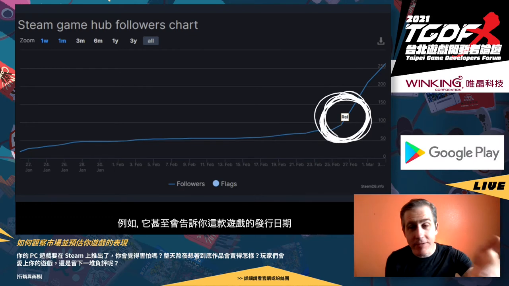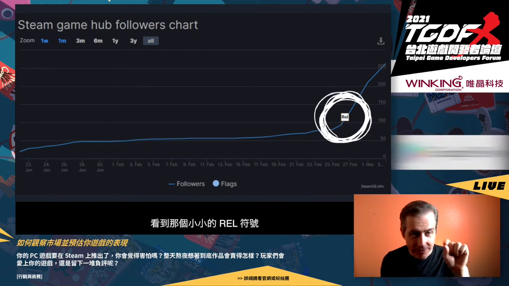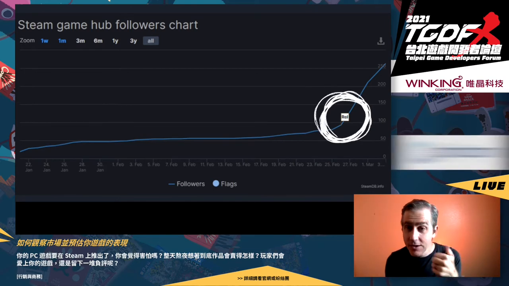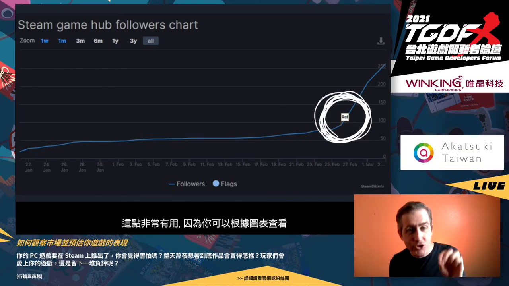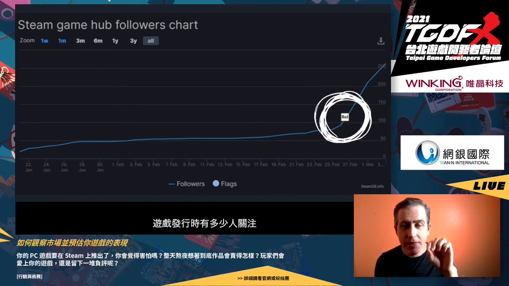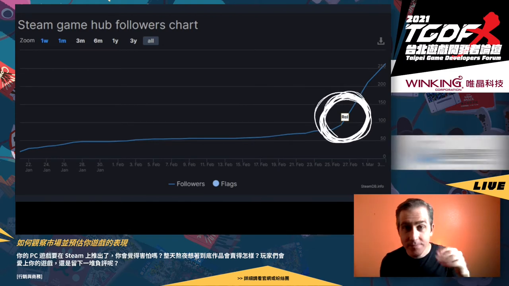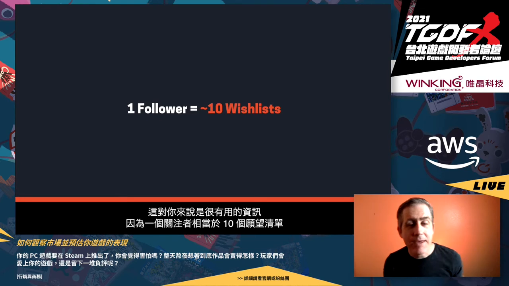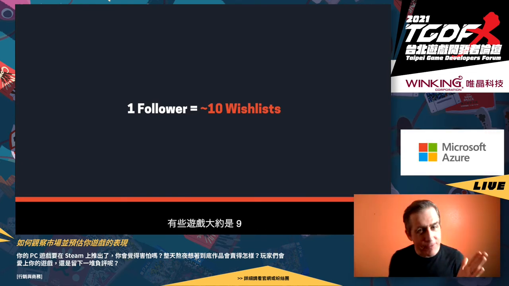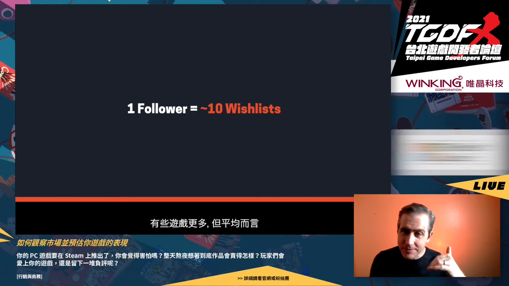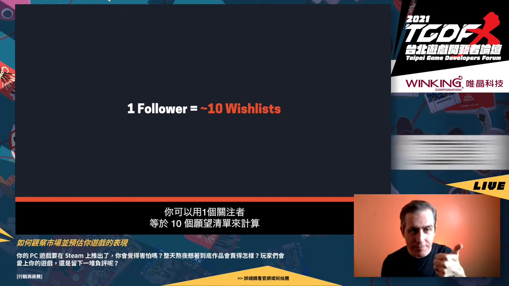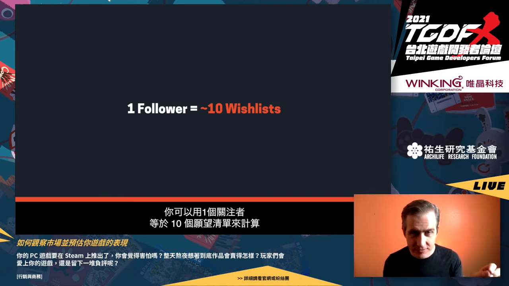So for instance, it even tells you when the game released. See that little REL? That indicates that the game has released at this point, which is very helpful because you can see, based on the chart, how many followers the game had at launch. That's very helpful for you because one follower is about 10 wishlists. So for some games, it's about 9. Some games, it's more. But on average, you can calculate that one follower equals 10 wishlists.